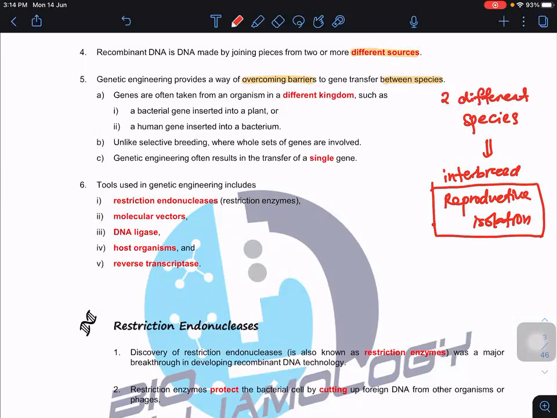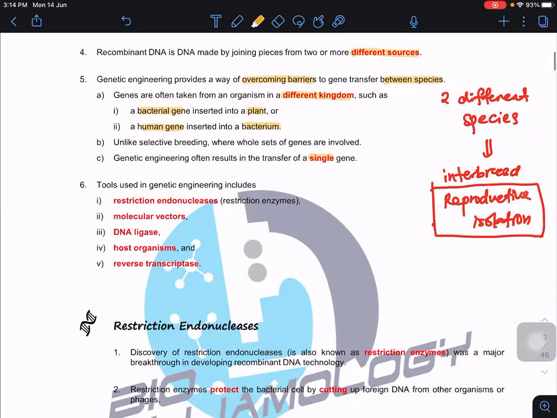In this case, we only transfer the gene of interest, the gene that we want, so it always involves a single gene. So we can transfer between different kingdoms, even from bacteria to plants, from humans to bacteria, even crossing the kingdoms and the domains. We're going to look at this in the next topic when we talk about biodiversity.